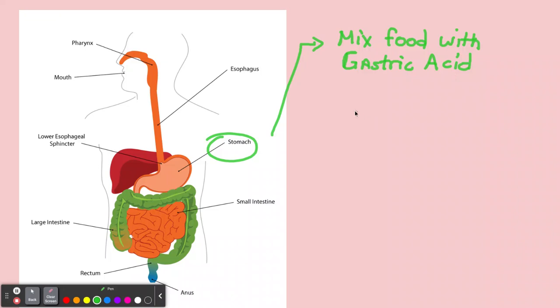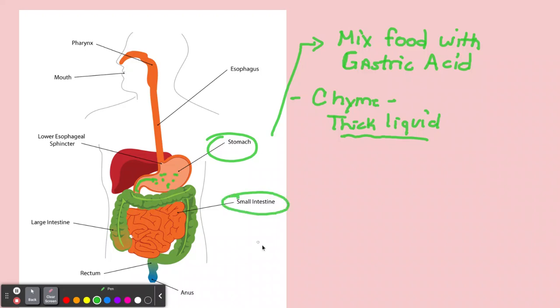The hydrochloric acid is going to break it down, and it's going to make this thing called chyme. It's spelled this way, by the way, but it's pronounced chyme. And it's just a thick liquid of food and digestive juices. So don't say chime, it's chyme. Here's that chyme in green over here. It's going to go into the small intestine, the next part of it.